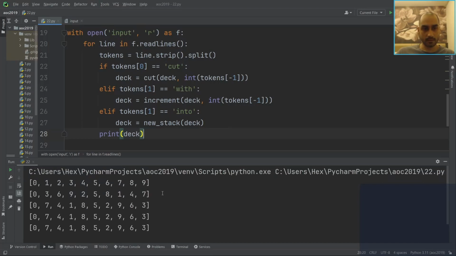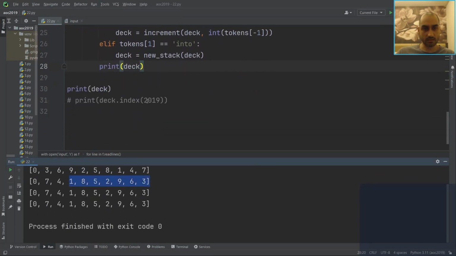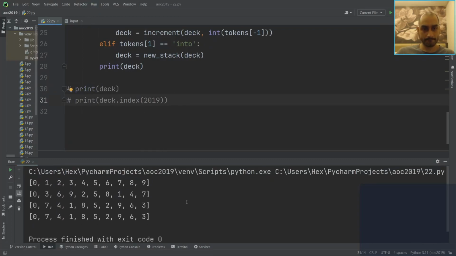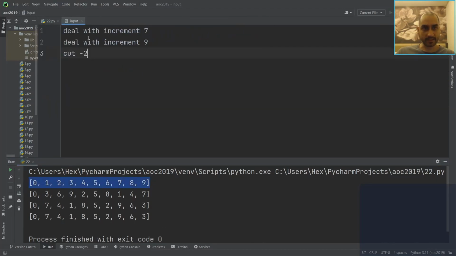Okay. Why is it not changing here? Take that out. Alright, so that's the first deck. And then we apply deal with increment 7. It looks like the final step is not working. Cut -2.